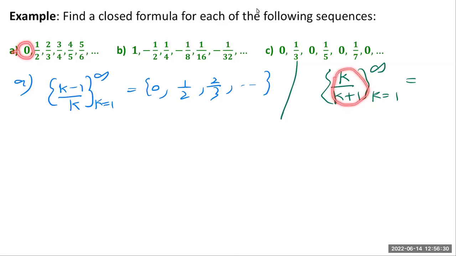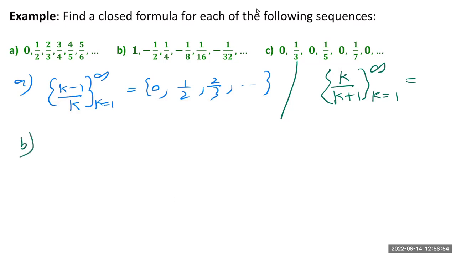So in any case, if you try a formula like this and it doesn't work, you need to look for alternative ways. You need to think of rewriting these terms. This is the way to rewrite it. Instead of putting K in the top, you put K minus 1 in the top, and K in the bottom. That will give you the right sequence. All right.